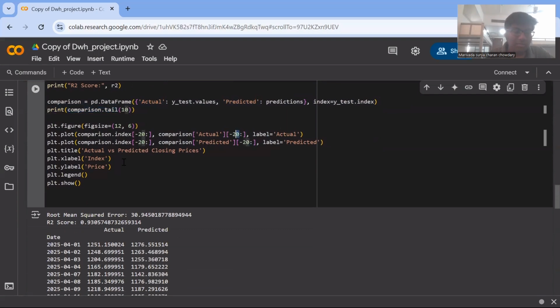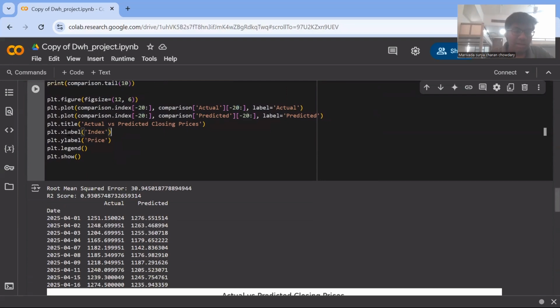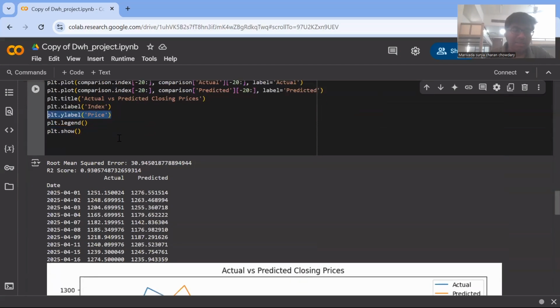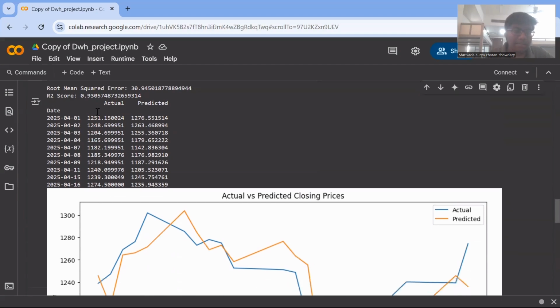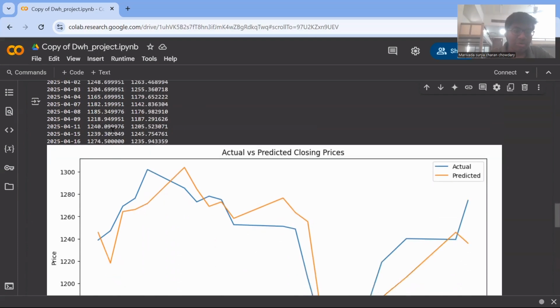That graph contains the x-axis as index and the y-axis as price. X-axis as index means each day, and y-axis prices means actual prices and predicted prices. Now let us see, the root mean squared error calculated is 30.94 and the R square score is 0.9, which means our model is somewhat good. Now let us see the actual versus predicted price differences. Here you can see the price difference is 20 to 30 and our model is somewhat good.